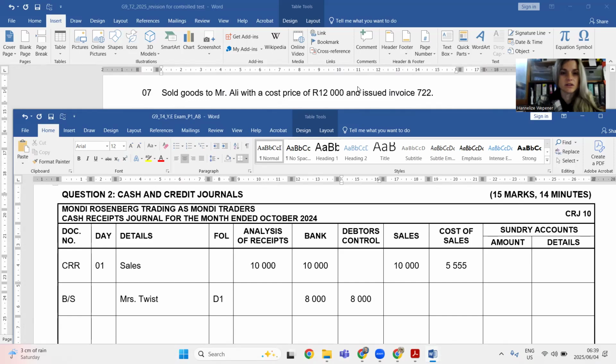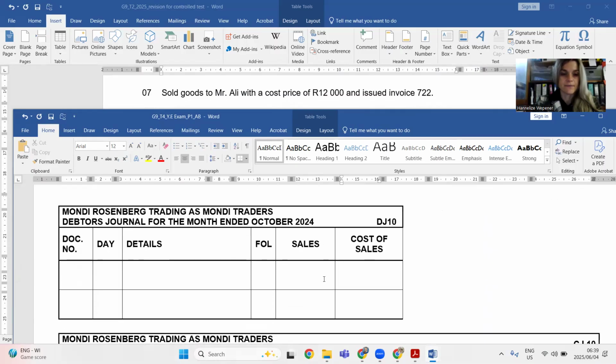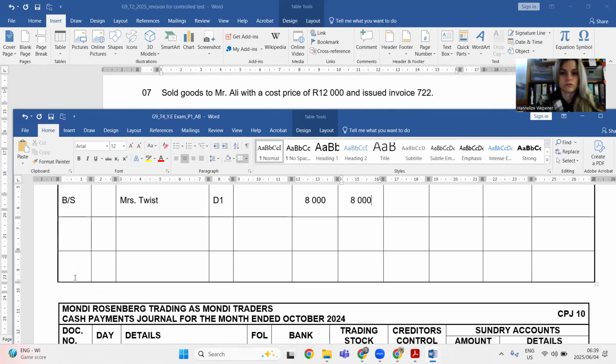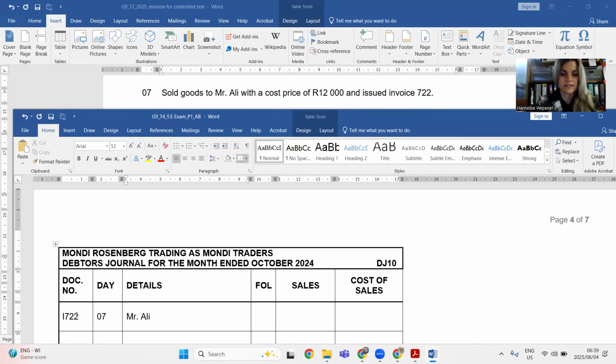Then on the 7th, sold goods with a cost price and issued an invoice. So it doesn't say that we received payment. So that means that we are in the DJ. And that is then invoice number 722 on the 7th. We know exactly who we issued this invoice to, so his name goes into the details. This is now the second debtor that I'm working with.